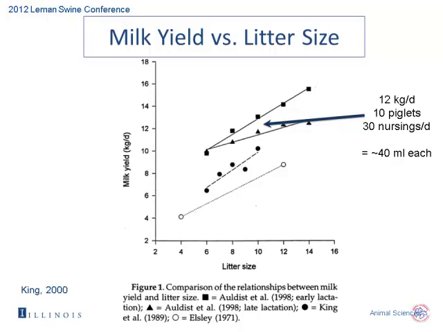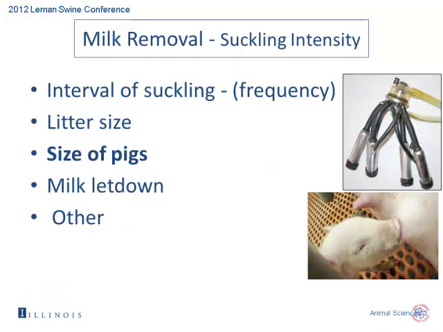It's going to be extremely variable as to how much they're actually getting out. It depends upon the sow, the stage of lactation, et cetera. These are done on the same stage of lactation, just different litter sizes. So the larger the litter, the more total milk is made, but less milk per pig is being made or secreted. Okay, size of pigs.